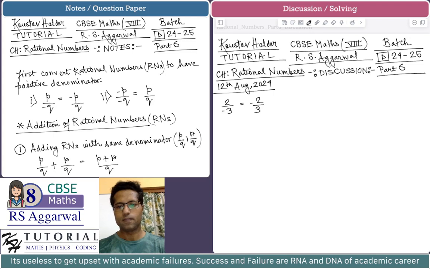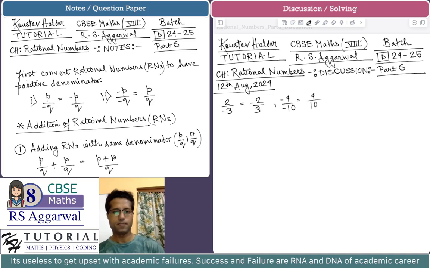Now if the numerator is also negative, like minus 4 by minus 10, and the denominator is negative, then this is not in standard form. If both the numerator and the denominator are negative, then you can cancel out both the negatives and this will become 4 by 10, which is in standard form. So in the notes you can see, the standard form of P by minus Q is minus P by Q, and the standard form of minus P by minus Q is P by Q, because the minus of the numerator and the denominator anyway cancels out.